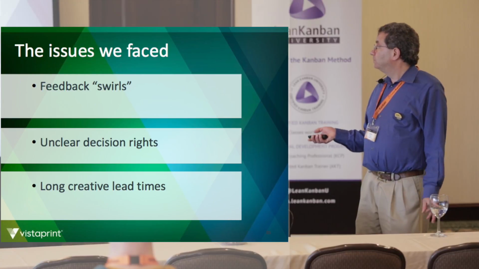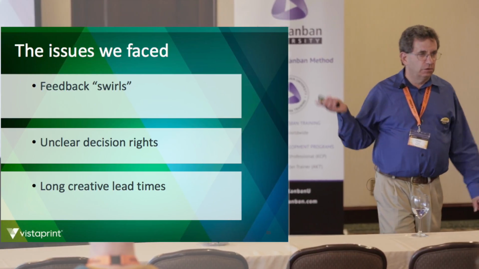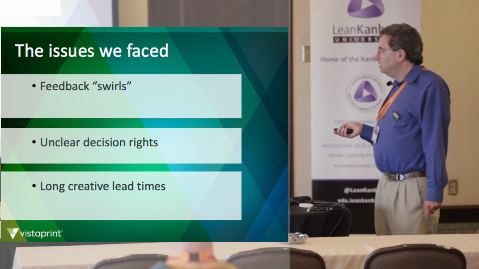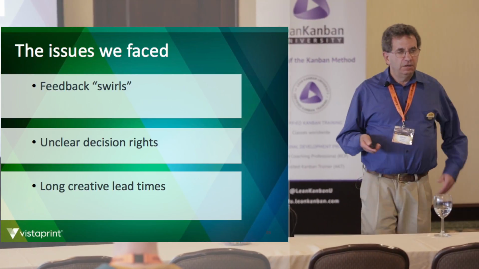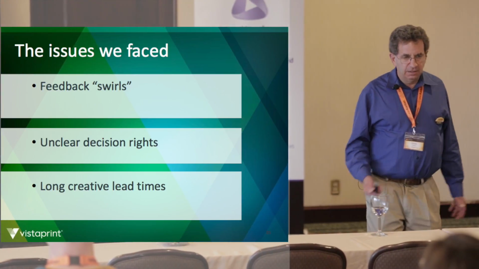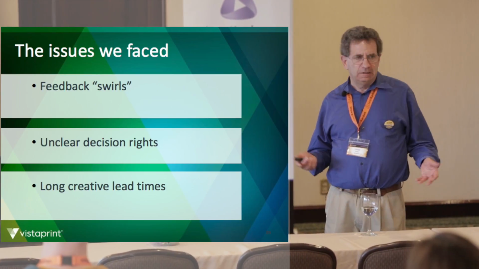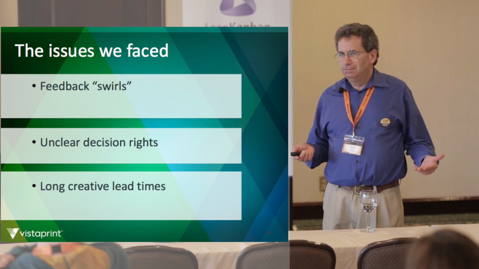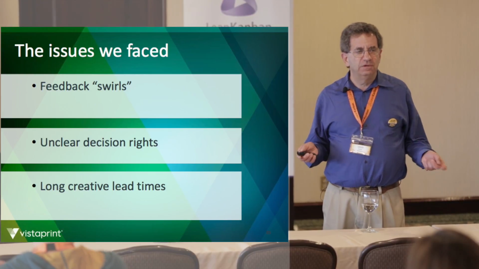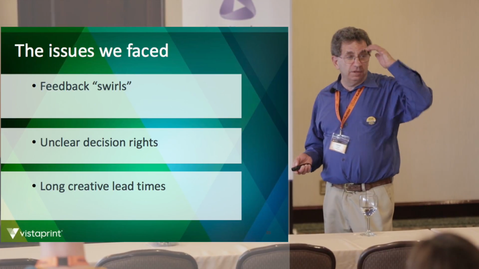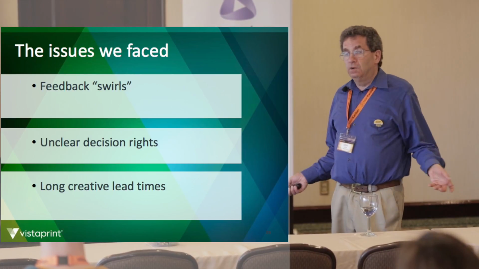Right? And these were some of the issues they faced. The feedback swirls that I talked about, all those feedback frenzies. Right? The unclear decision rights. You go into a meeting, and they say, okay, we're going to present some stuff. We want some feedback and some decisions. Is the decision maker here? Well, they didn't know because it wasn't clear. Right? And they personally knew that it was taking far too long to complete their work, and they weren't happy about it.